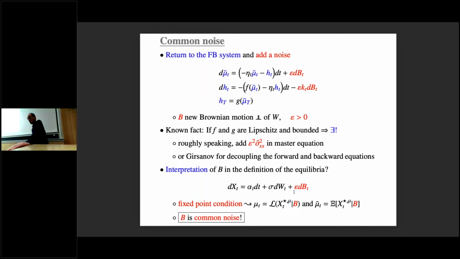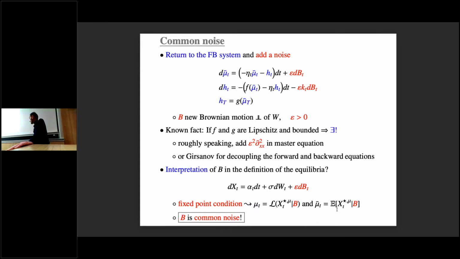And what is the fixed point condition? If you remember what we did yesterday, we said in the presence of common noise, mu should be identified with the law of the optimizer given B. But I don't care about mu itself. I care about the mean of mu. And this is something that you know. If I take the mean of a conditional law, the mean is nothing but the conditional expectation of a random value. And so finally, this is a way for me to rephrase the results.